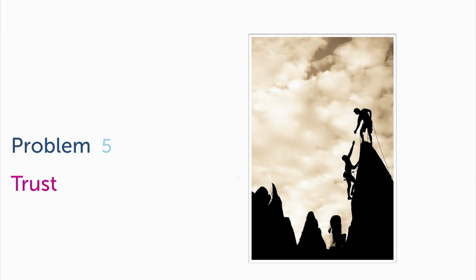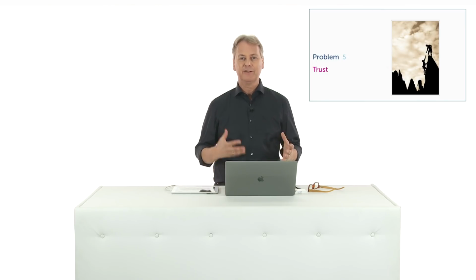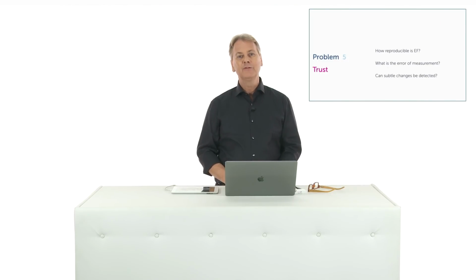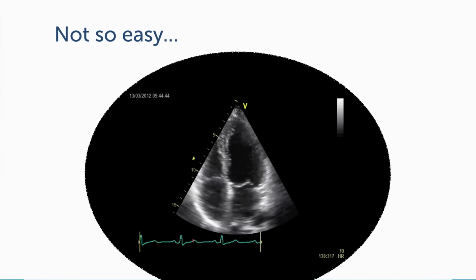Problem number 5. Can we trust ejection fraction? Always? Well, what happens in normal daily clinical life? You look at a ventricle and you have this impression of how ejection fraction is. Then you perform a Simpson calculation, and if it doesn't fit, what do you do? You repeat it, and you repeat and you repeat until you finally get the value that you think is appropriate. So, how reproducible is ejection fraction really? What is the error of measurement, and can we detect subtle abnormalities, which would be so important to see if we want to, of course, make a very sensitive diagnosis, and if we want to steer therapy and see if therapy is actually effective? Well, it's not so easy.